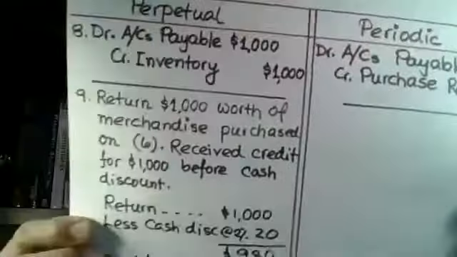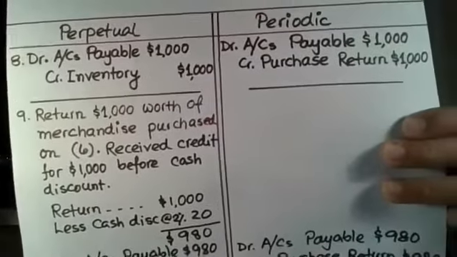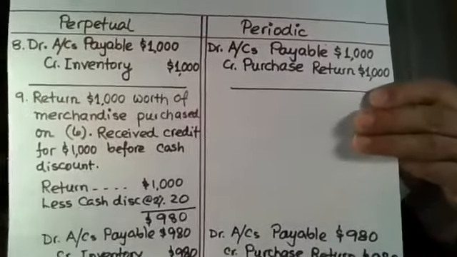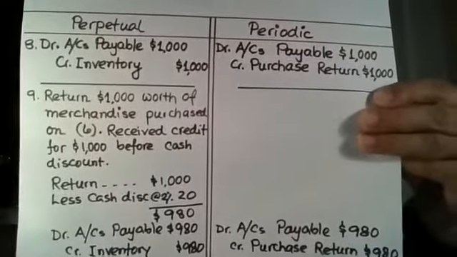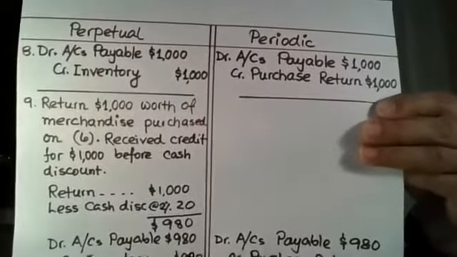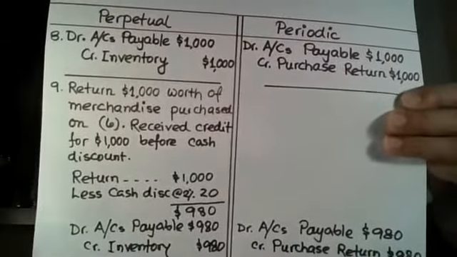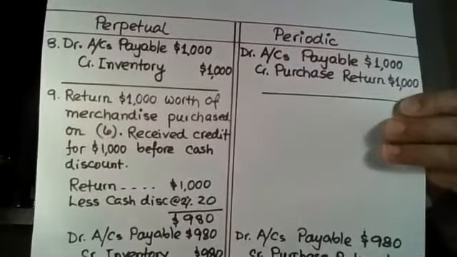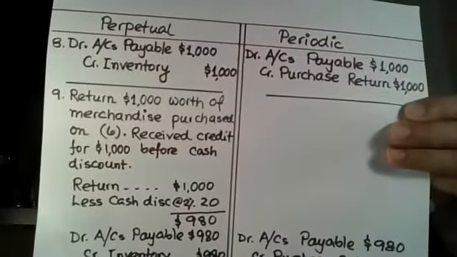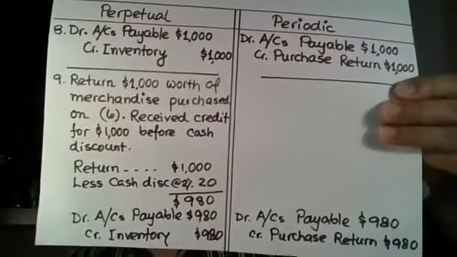All right, now number 9. Please take a read. Number 9 says, return $1,000 worth of merchandise purchased on number 6, received credit for $1,000 before cash discount. And how you're going to account for it.